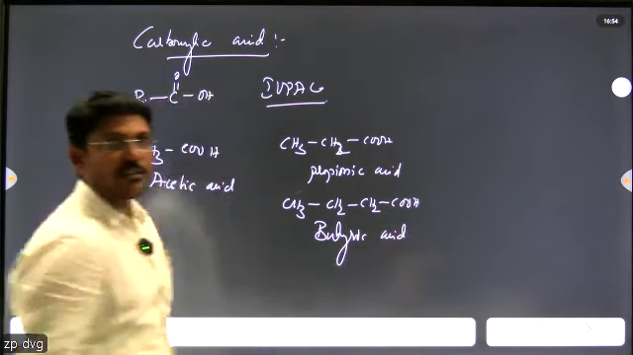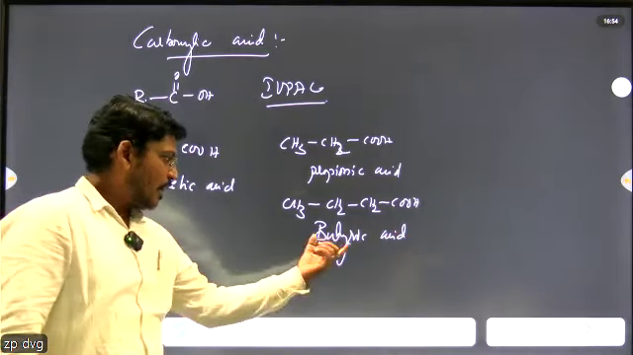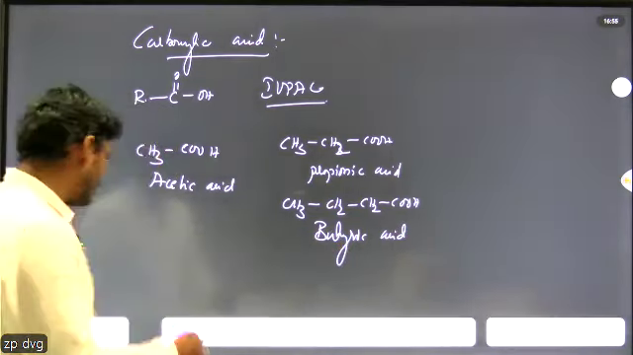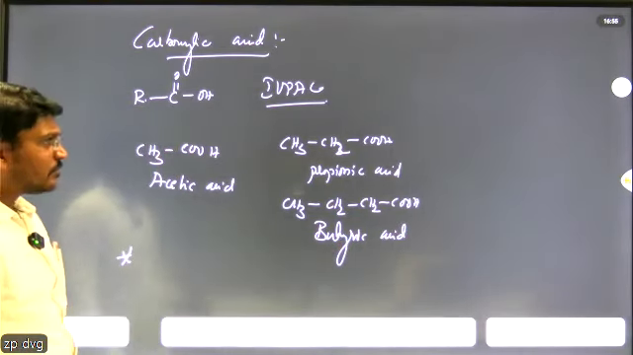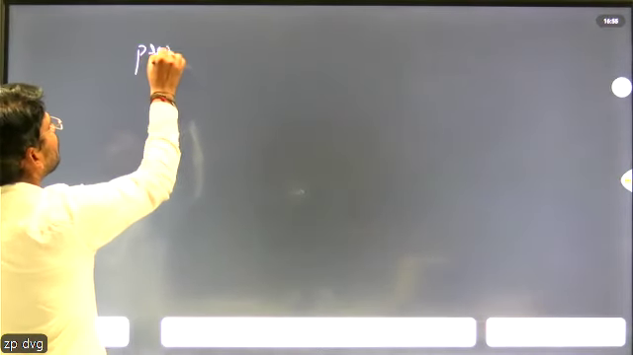Why is it called butyric acid? Because it is extracted from rancid butter. According to the Greek word, butyr is nothing but rancid butter. That's why it can be extracted from it. So after knowing the IUPAC nomenclature and some of the common names regarding carboxylic acids, next we move on to preparations.